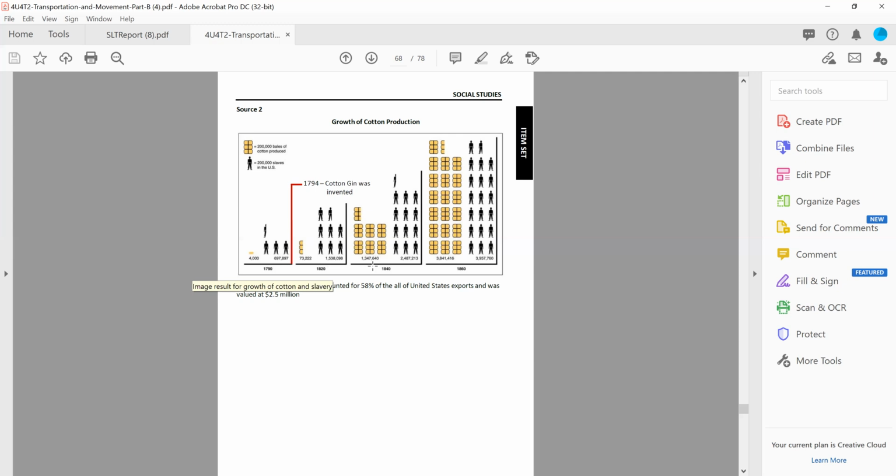States. 1840, so 50 years after this first graphic, there were 1.4 million bales of cotton produced in the United States and 2.5 million enslaved persons in the United States. 1860, about 3.8, or to round it up, 4 million bales of cotton produced and about 4 million enslaved persons in the United States. By 1860, cotton production accounted for 58% of all of the United States exports and was valued at $2.5 million.